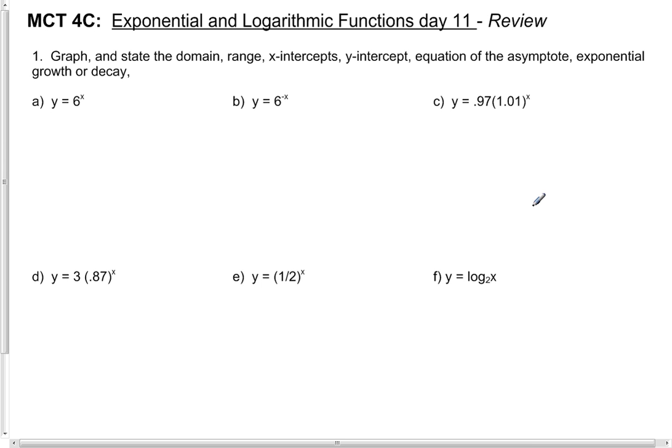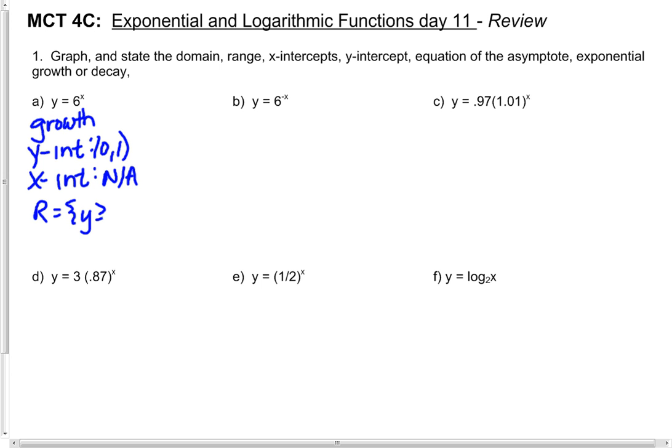For y equals 6 to the x, it is growth because it has a base greater than 1. If I have an exponential equation without any transformations, then the y-intercept is 1. I also know it doesn't touch the x-axis, so there aren't any x-intercepts. The range would be greater than or equal to 0. Y is greater than or equal to 0 and a real number. The domain is any real number goes.